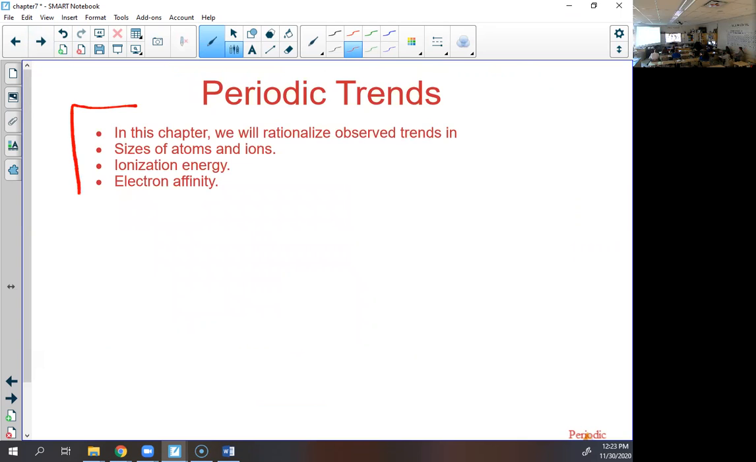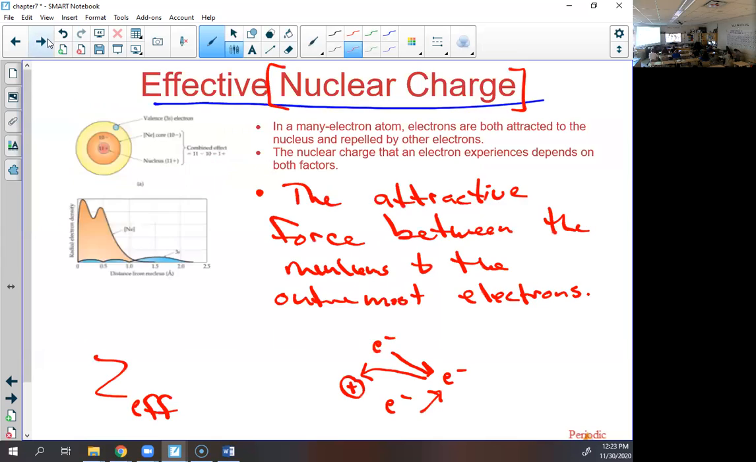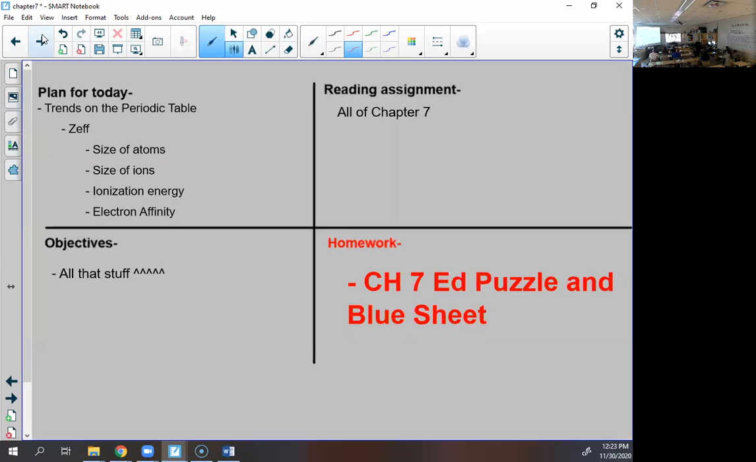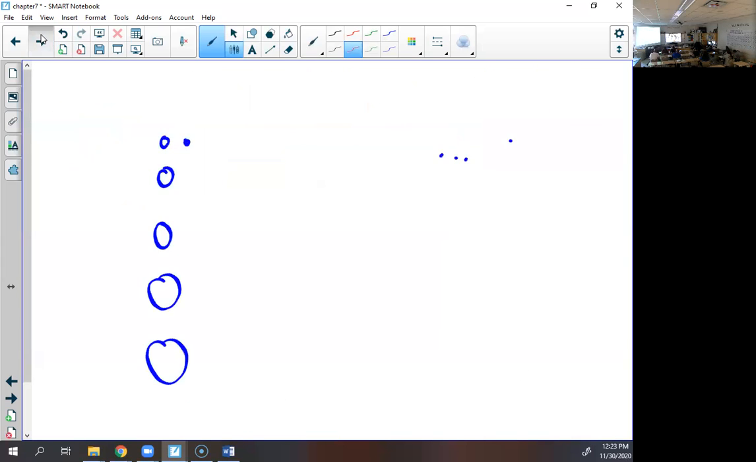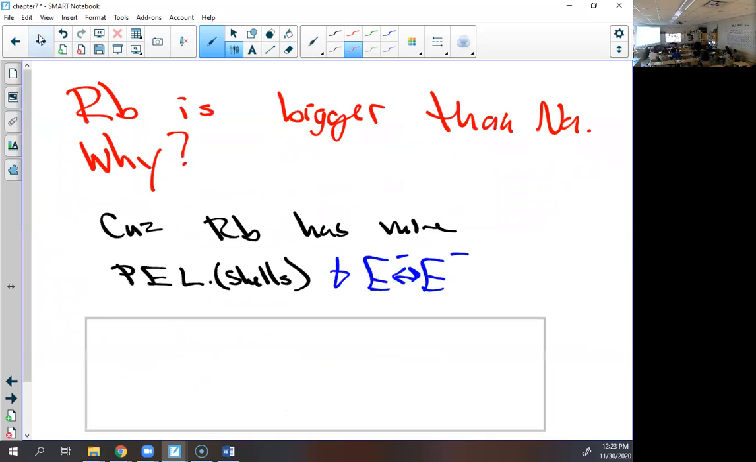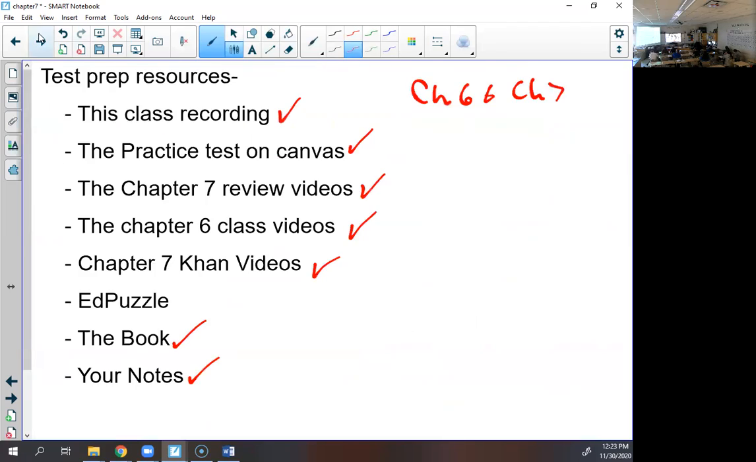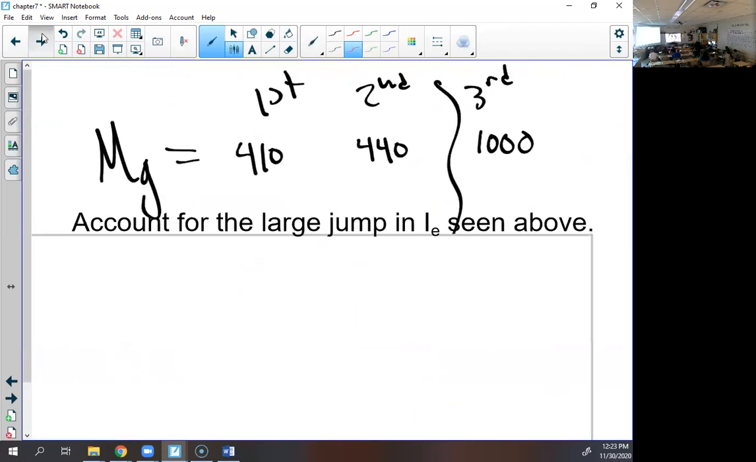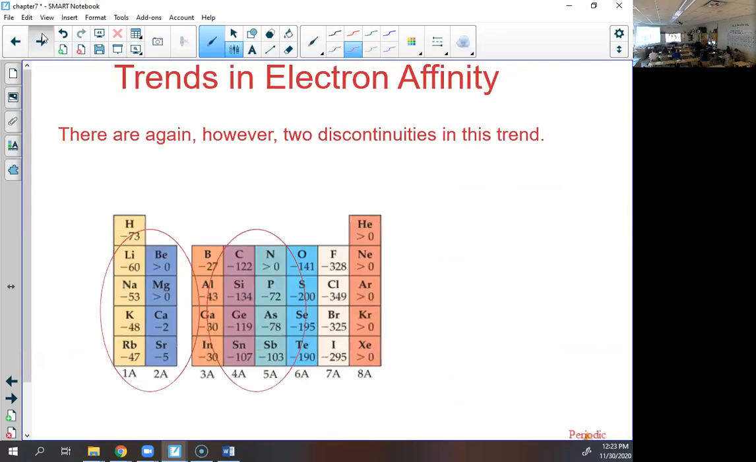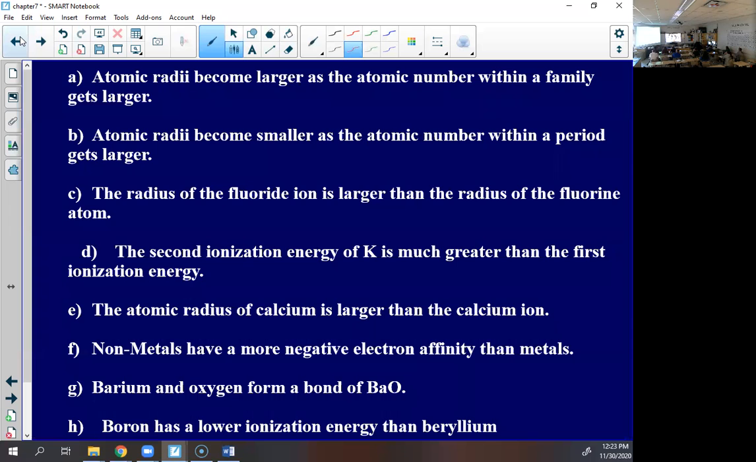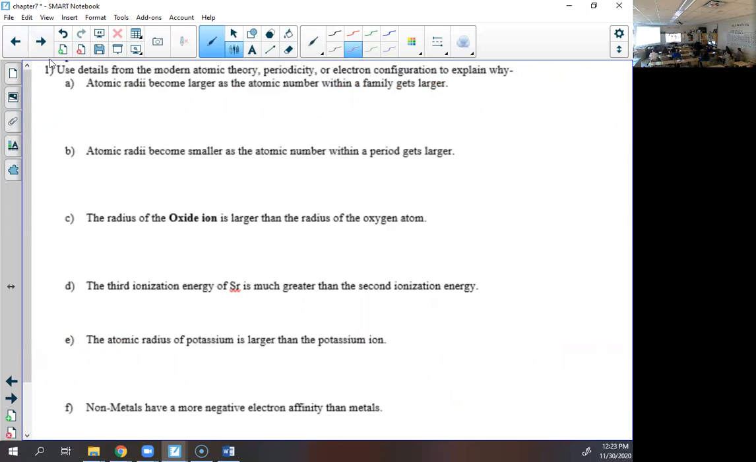All right, in this chapter, we will rationalize and observe trends in sizes of atoms and ions, ionization energy, and electron affinity. So, a typical test question, let me find one real fast. I'll come back, don't stress. I just want to show you what the test will look like. Oh man, I thought there would be more at the start. Well, maybe they're all the way at the end. There we go. I could have sworn they were closer.